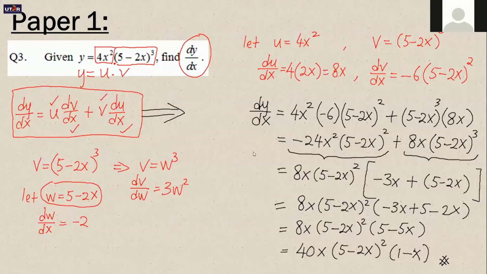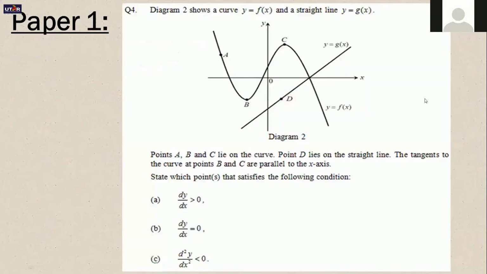Question 4. So question 4 is quite a long question. What you have to do is try to understand the question one by one. We are going to satisfy the conditions. So read the question. We have a diagram, we call it diagram 2. It shows a curve y equal to f(x). So this is a curve y equal to f(x).